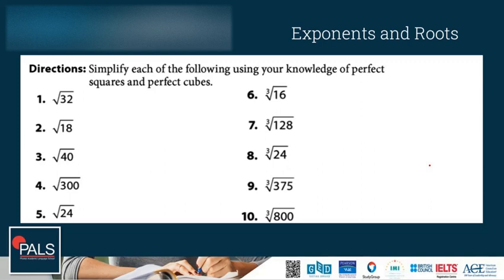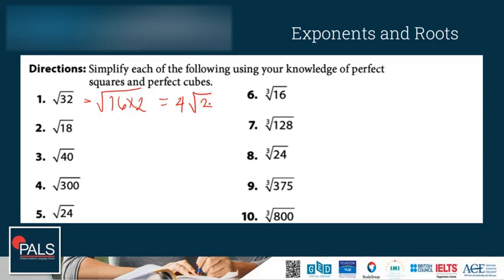Simplify each of the following using your knowledge of perfect squares and perfect cubes. Square root of 32. 32 doesn't have a perfect square root, but we can find a factor which is a perfect square. So square root of 16 times 2. Square root of 16 is 4. Then square root of 2 remains. So 4 square root of 2.